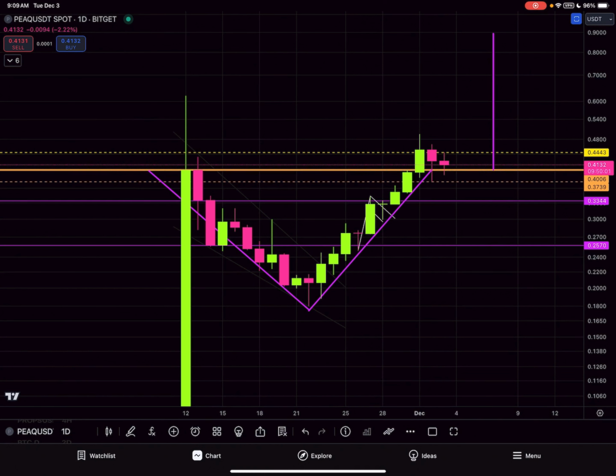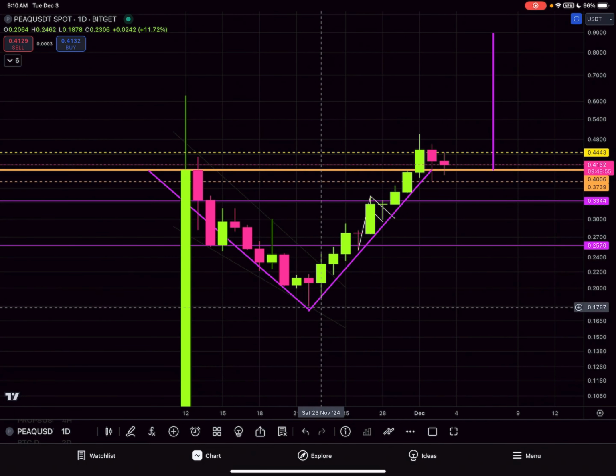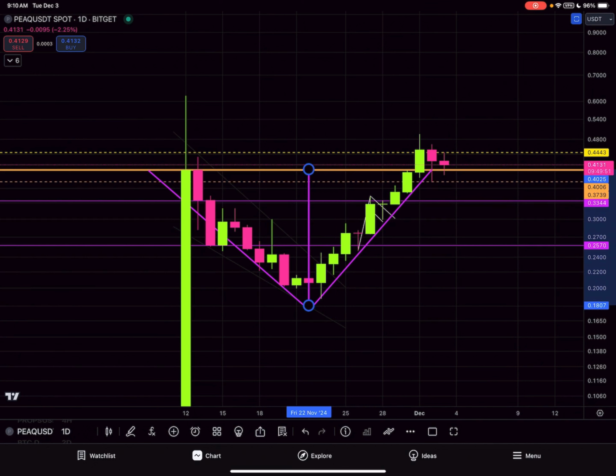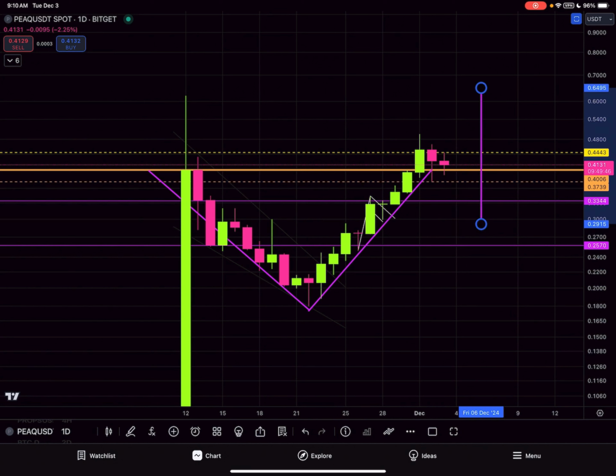Now, to measure the target of this move, you measure the distance from this neckline all the way down to the lowest price. I already did it right here. The distance from this 18 cents to the neckline, you take it, and you place it on the neckline. When you place it on the neckline, you find your target.